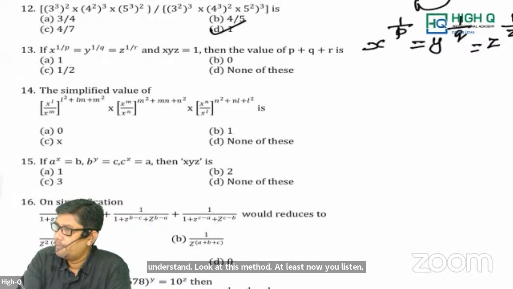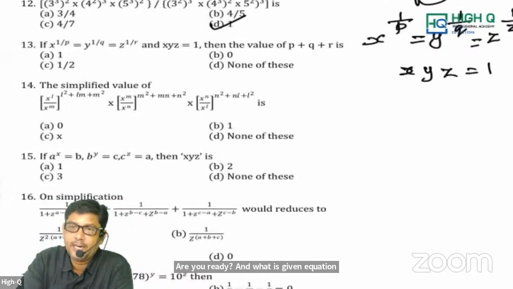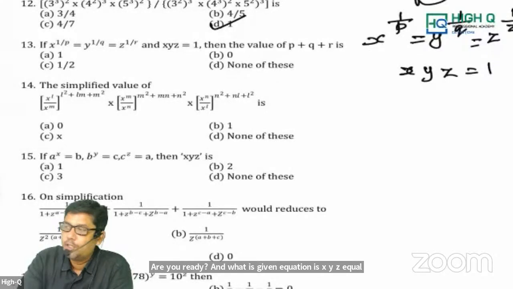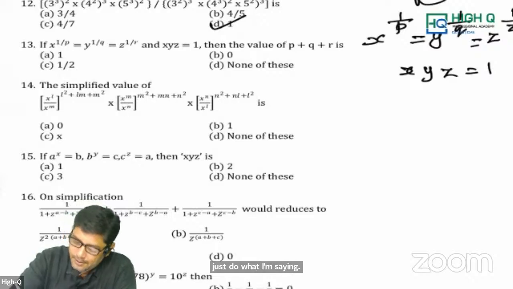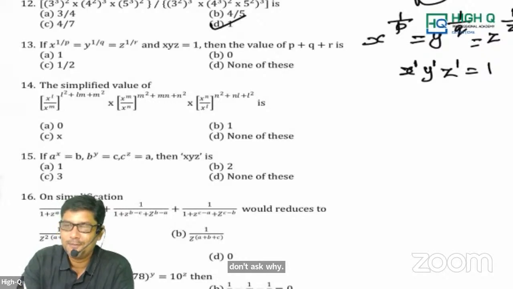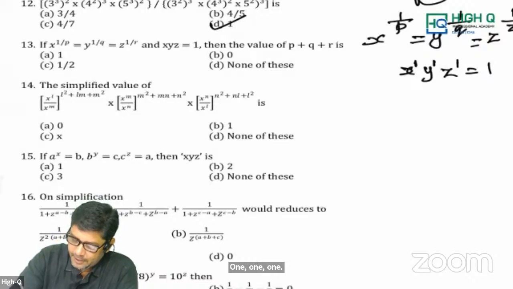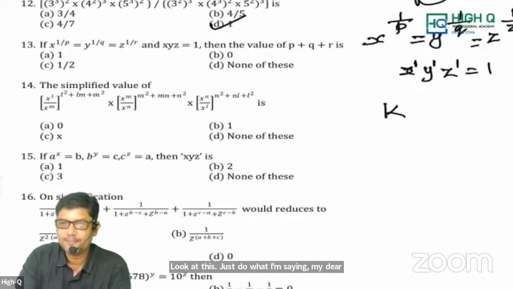Are you ready? The given equation is xyz equal to 1. Am I right, my dear? Just do what I'm saying. Don't ask why. The index, what number have we got, my dear? 1, 1, 1. Look at this. Just do what I'm saying, my dear. Take any number, k. Nothing wrong.